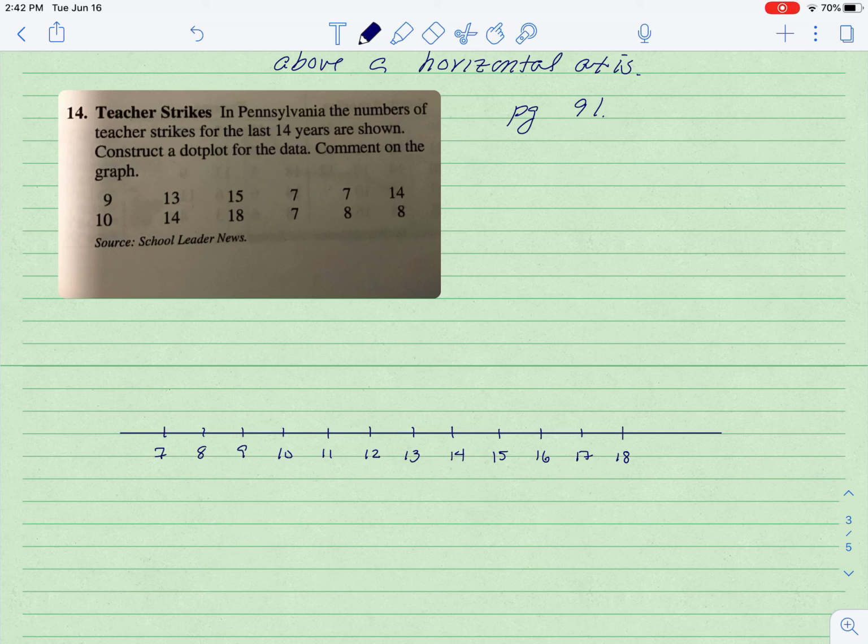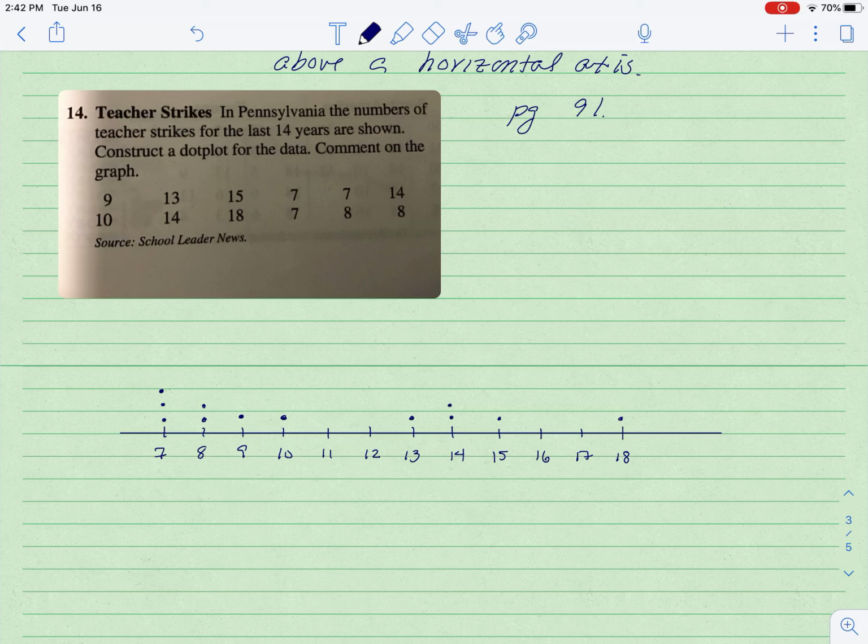Okay, now for each data point, we put a dot above that number. So the first number is 9, I put a dot at 9, and then I go 10, and then 13, and 14, and 15, and 18, and then 7, and another dot above that 7, and then 8, and then 14, and then 8 again. So I think that's all our dots. Is there 1, 2, 3, 4, 5, 6, 7, 8, 9, 10, 11, 12.